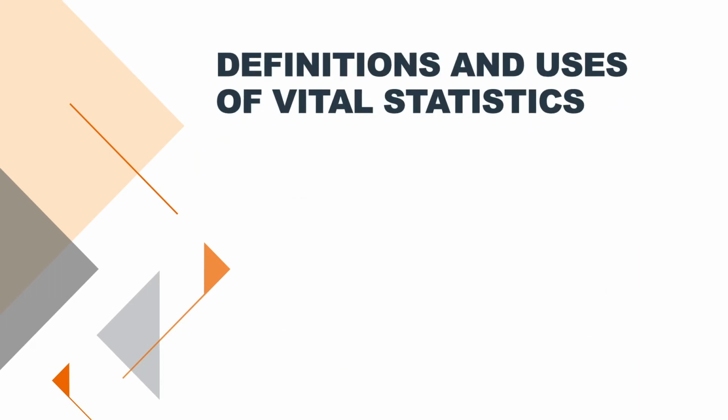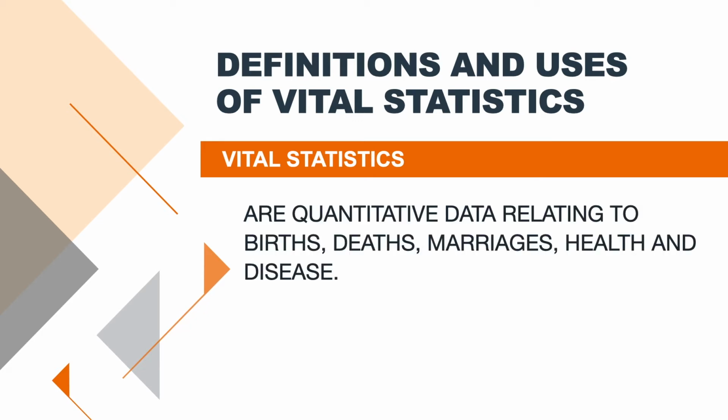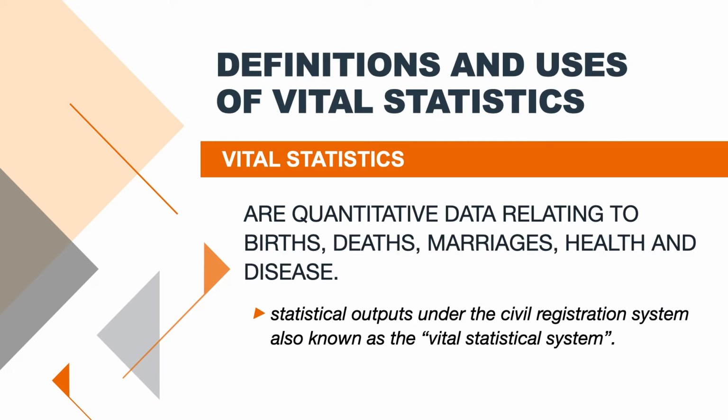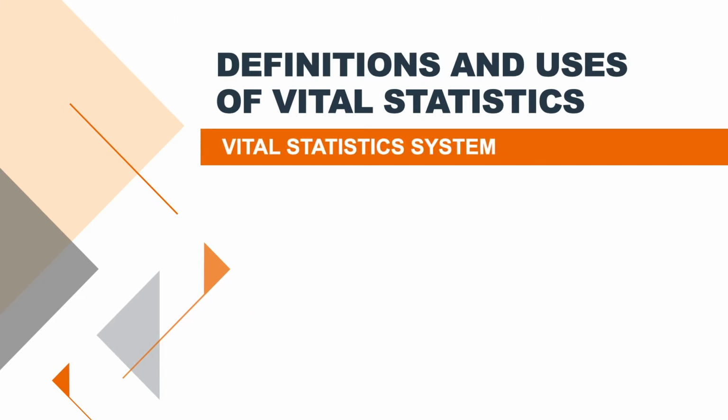The next main category is the vital statistics. Definition and uses of vital statistics. Vital statistics is defined as quantitative data relating to births, deaths, marriages, health, and disease. They are the statistical outputs under the civil registration system, also known as the vital statistical system. What is a vital statistics system?